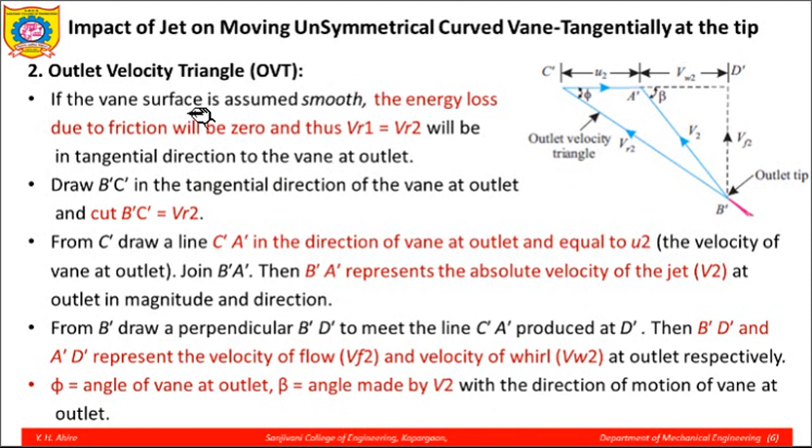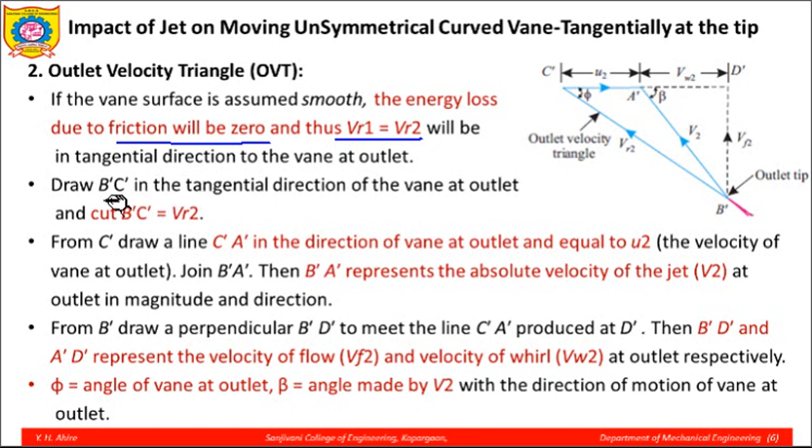If the vane surface is assumed smooth, then the energy loss due to friction will be negligible, almost 0, and thus VR1 equals VR2, and VR2 will be tangential to the vane at the outlet, right? So as I said, VR2 is always tangential to the vane at the outlet, VR2 is the relative velocity at outlet, and if the friction over the vane is neglected, then VR2 is equal to VR1 in magnitude.